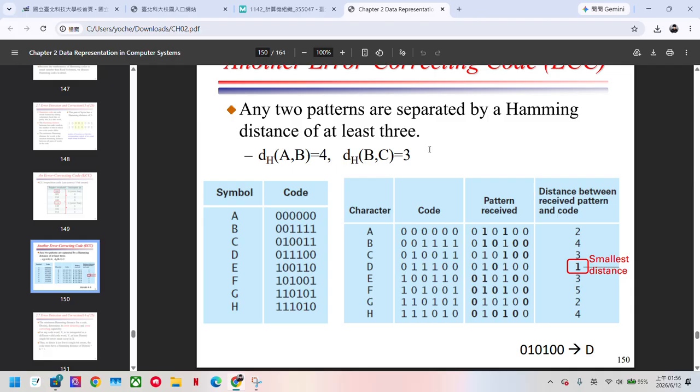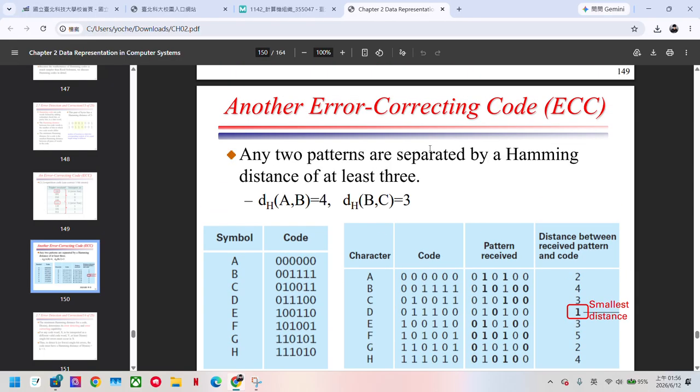Beyond simple representation, we look at more efficient error correcting codes by ensuring any two patterns are separated by a Hamming distance of at least 3. We can distinguish symbols more reliably.